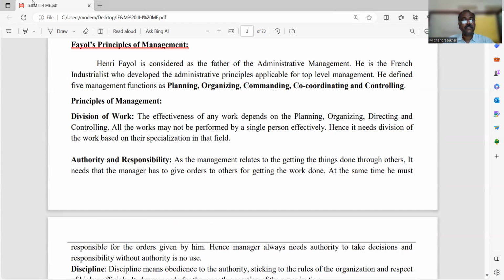principle, that is division of work. The effectiveness of any work depends on planning, organization, directing, and controlling. All the work may not be performed by a single person effectively. Hence, it needs division of the work based on specialization in the activity. Next.